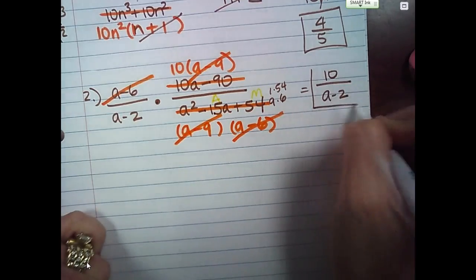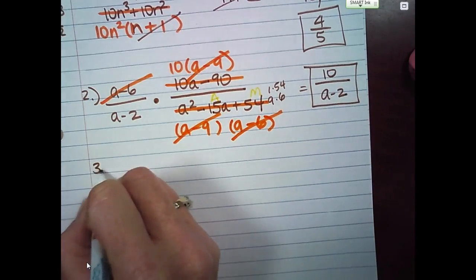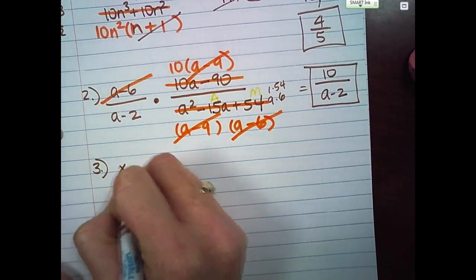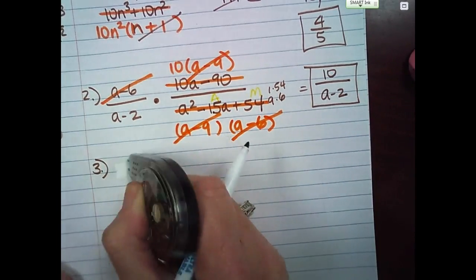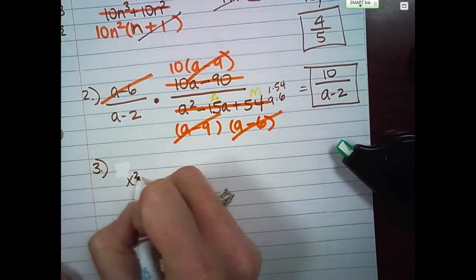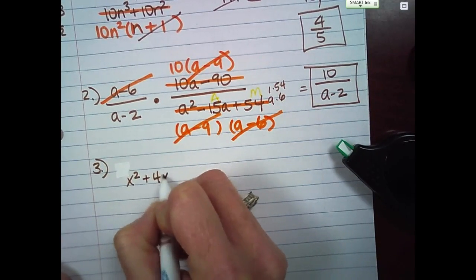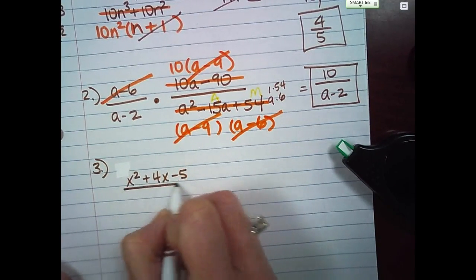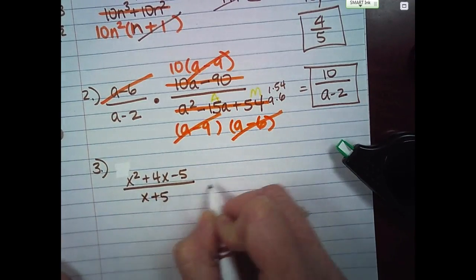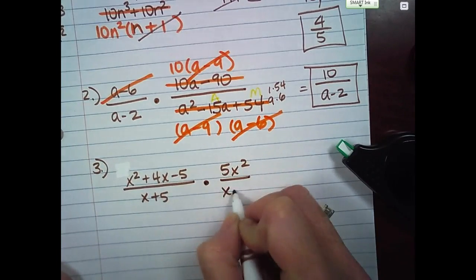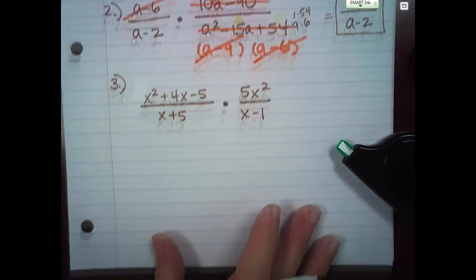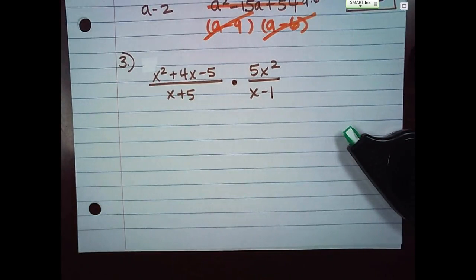It's just this. Number 3. x squared plus 4x minus 5 over x plus 5 times 5x squared over x minus 1. These problems start out nice and pretty, but they end really messy.